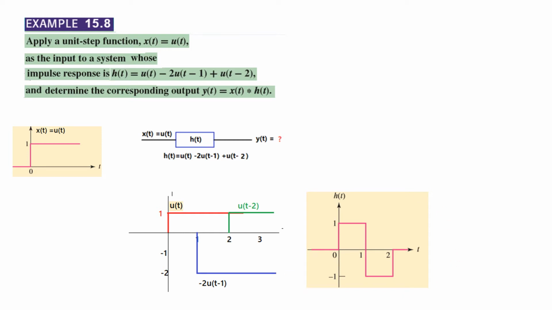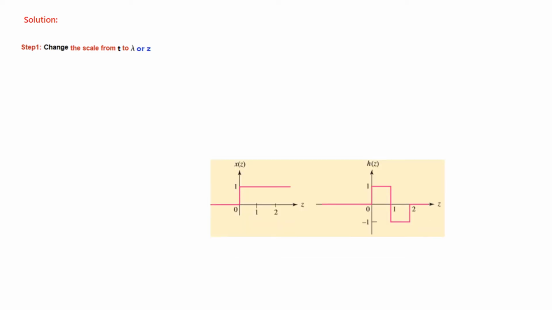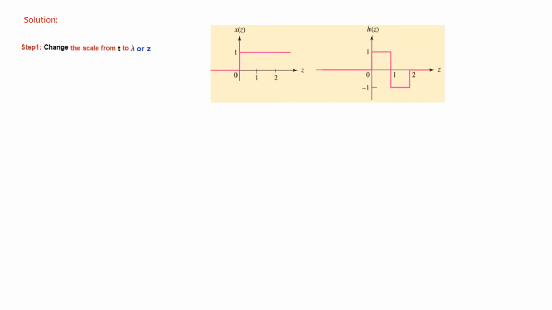Okay, now with this background, let's solve. The first step, as we have learnt earlier, is to change the scale from t to lambda or z. Now this scale is changed to z, and x(t) has become x(z), h(t) has become h(z). We do this because in the subsequent steps we'll be using t as a variable, so we don't want a t here in the time scale.